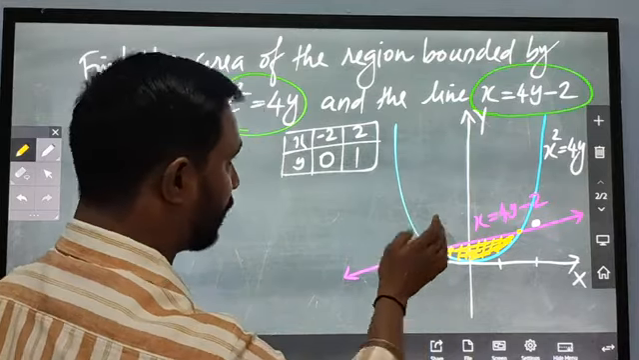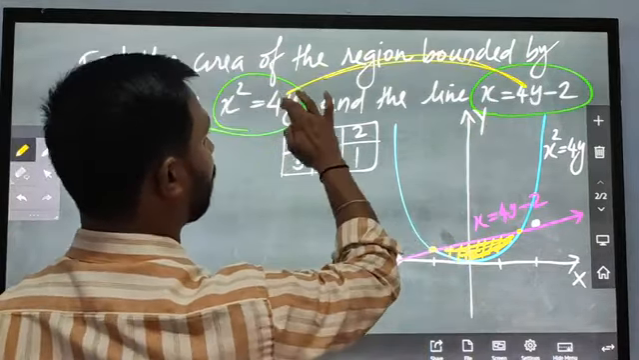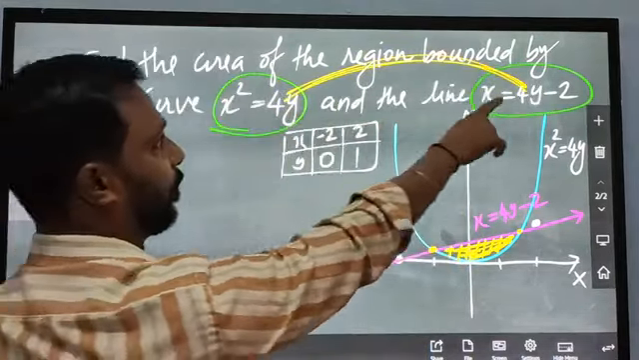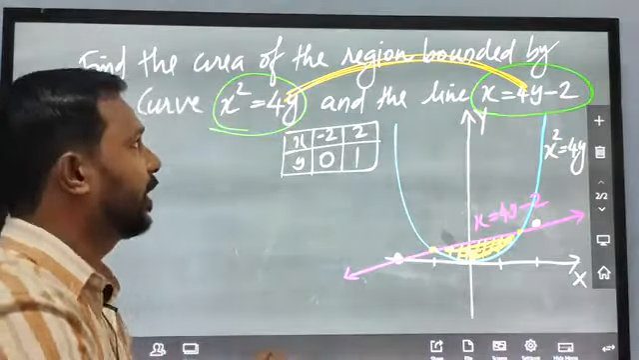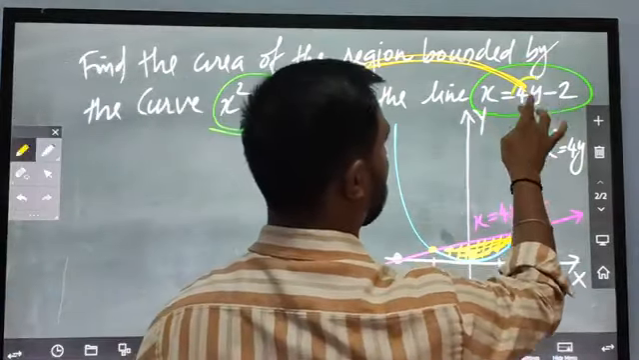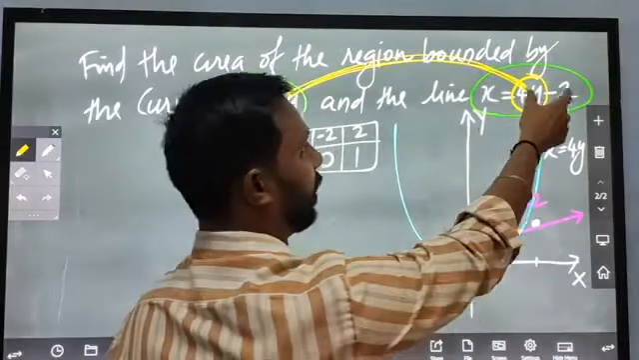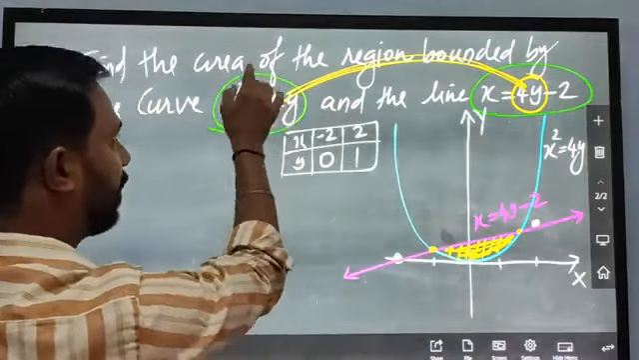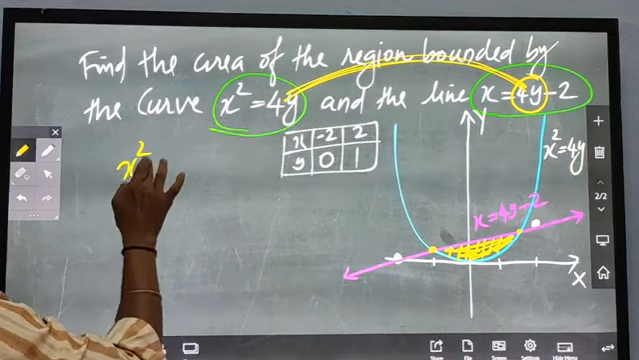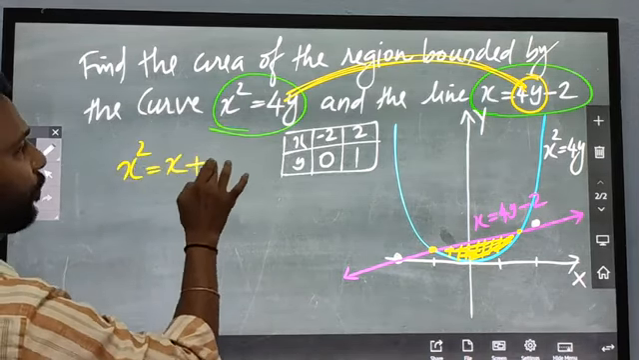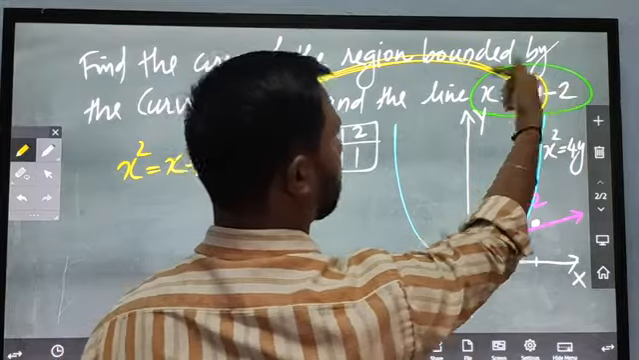How to find the points of intersection? Here are the 2 equations, x square equal to 4y and x equal to 4y minus 2. From this equation clearly 4y is equal to x plus 2. Substitute here, what we are getting is x square equal to, instead of 4y, x plus 2.